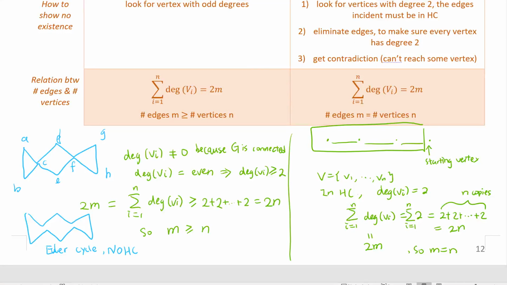So now we have seen examples that have an Euler cycle but no Hamiltonian cycle. We also saw examples that have Hamiltonian cycles but no Euler cycles. So they are different concepts. I hope that through this comparison, you can understand them better. If you have any questions, feel free to ask me. Have a nice day. Bye.